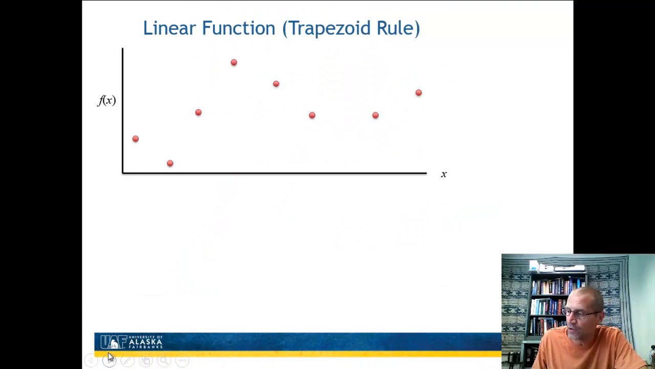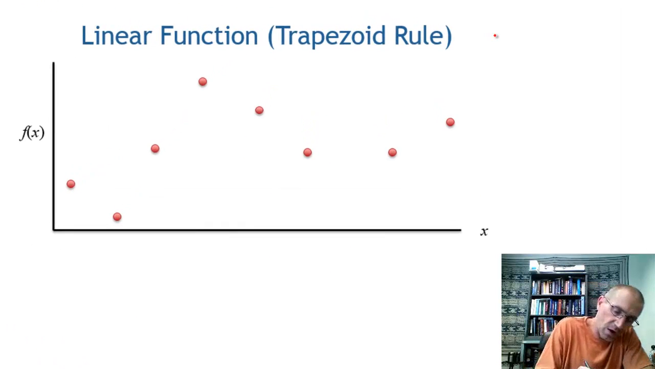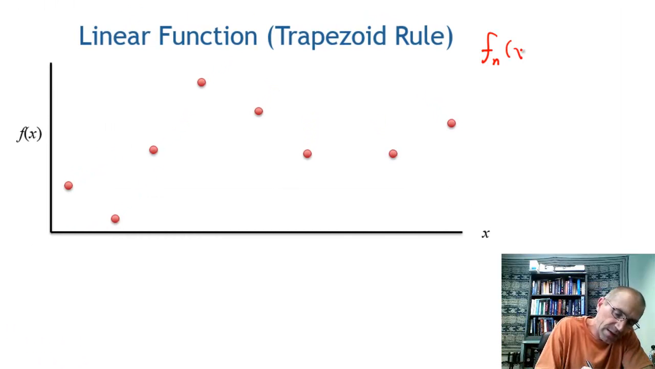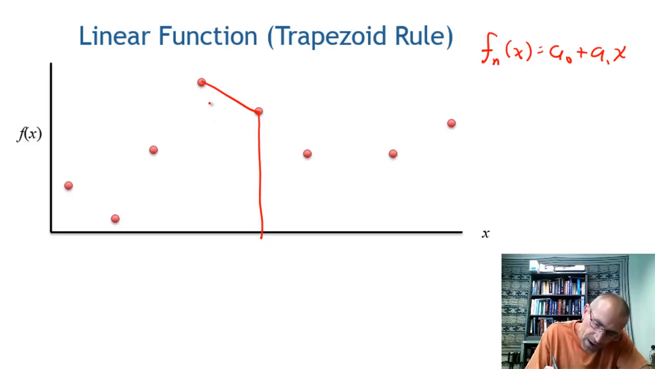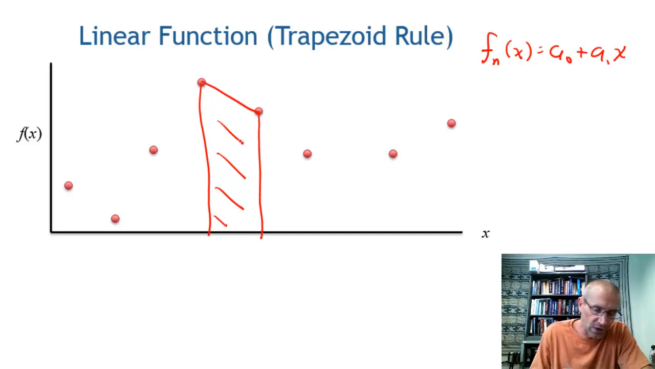So first, let's look at the trapezoid rule. Call this linear, because what we're doing is our function f_n(x) is equal to a0 + a1x, so it's just linear. And so if I look at my data points, what I'm doing is taking 2 points and connecting them with a line, and then I want the area underneath it. The reason it's called trapezoid, if it's not obvious in the picture, is that it should look like a trapezoid.